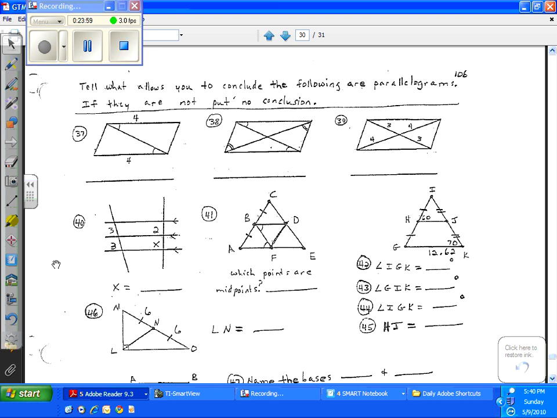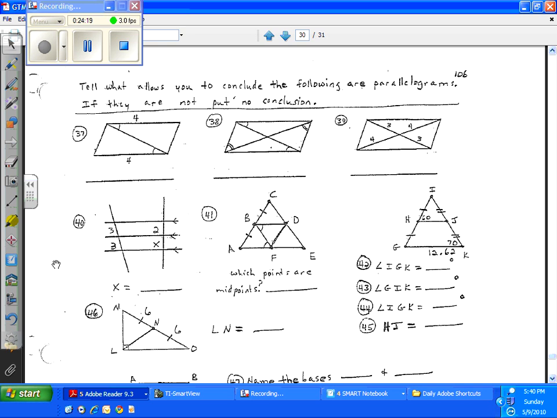The next says, what allows us to conclude that the following are parallelograms? If we can't reach a conclusion, we'll put no conclusion. Now, remember how to prove that a quadrilateral is a parallelogram. Number one, both pairs of opposite sides are parallel.